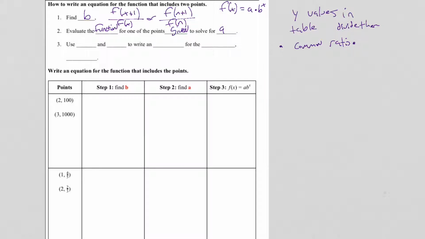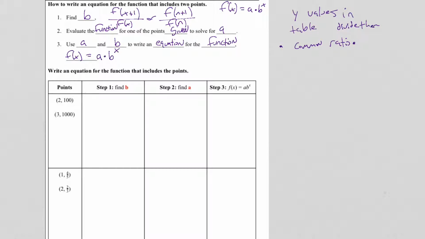In the second step, evaluate the function for one of the points given to solve for a, and then use a and b to write an equation for the function. And again, that is f of x is equal to a times b to the x power.